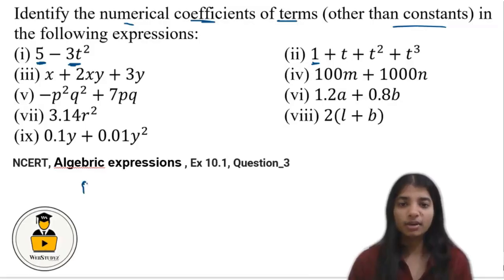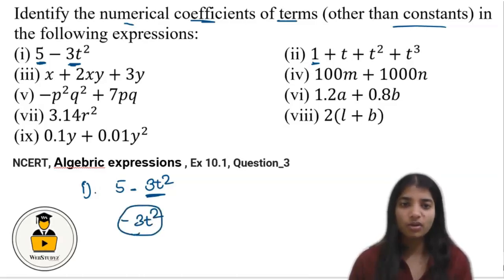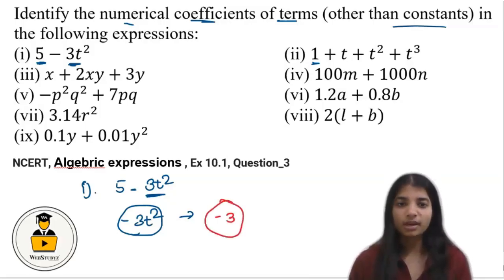So we are considering part 1 first. In part 1, we have to identify the numerical coefficients of the terms other than the constant. Firstly, we have 5 minus 3 t raised to the power 2. The term other than the constant is minus 3 t raised to the power 2, and the numerical coefficient for it is minus 3. So this is the answer to part 1 of this question.